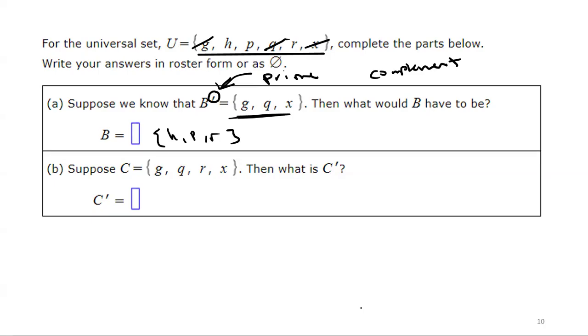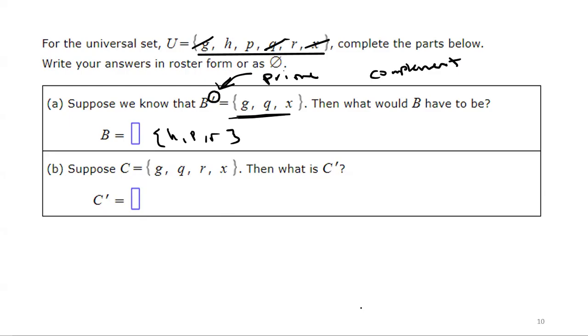Again, if it says regular B, that means what's in it. B prime says what's not in it; I want to eliminate those items. So B prime is GQX, which means I remove those items from the universal set, and whatever is left over is in B. That's going to be HPR. Let's try it again.